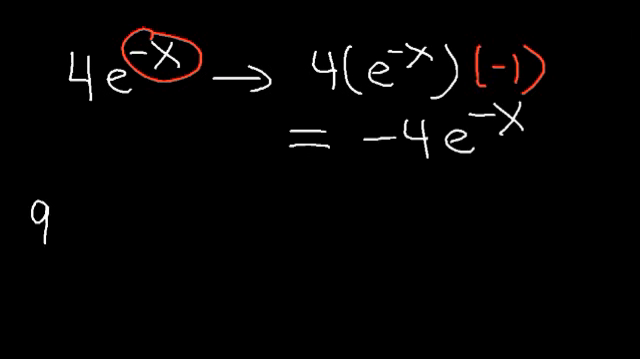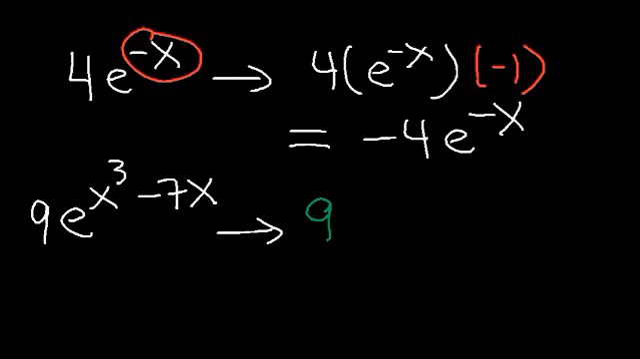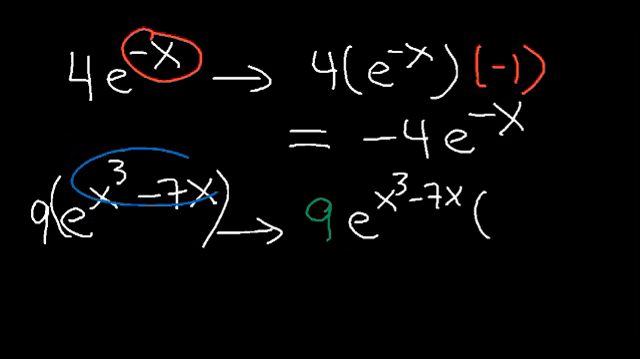Now try this one, 9 e to the x cubed minus 7x. So let's rewrite the constant first, 9, and then the derivative of the e part is going to be the same thing, times the derivative of x cubed minus 7x. Using the power rule, the derivative of x cubed is 3x squared, and the derivative of negative 7x is simply negative 7. So this is the answer.